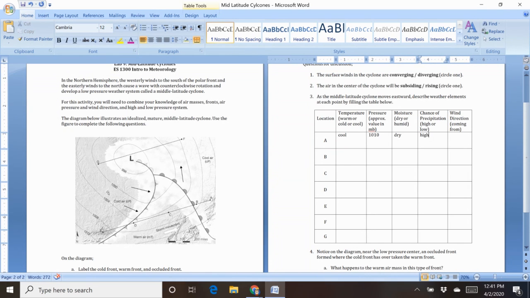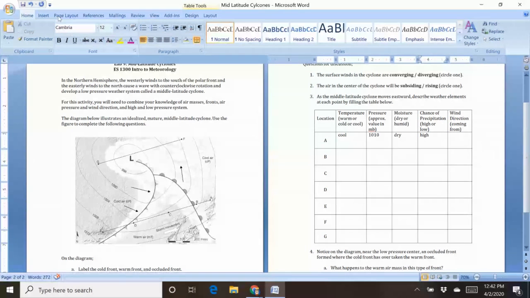The wind always moves parallel to the lines of equal pressure, or the isobars, and they go counterclockwise. So here, their winds are coming from the west, because remember, we always talk about wind as the direction the wind is coming from. And here, the wind is coming from the south, because even though the arrow is pointing north, if you were to stand right here where my mouse is, the wind would be coming from the south.